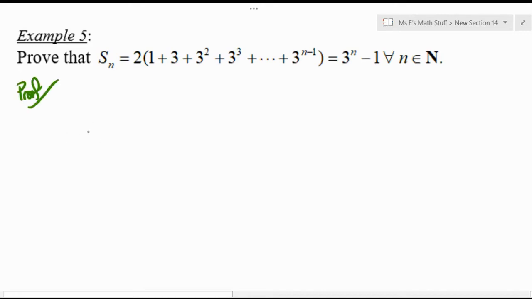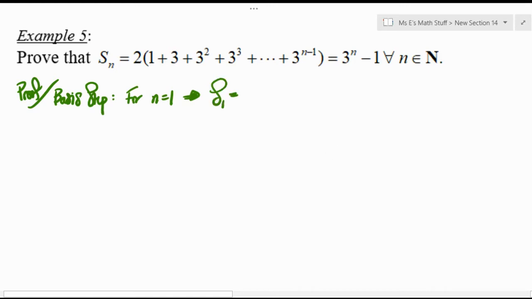So let's get started on the proof. I'm hoping the basis step is going well at this point pretty consistently. For the basis step, you are going to look at what happens when n equals 1. So for n equaling 1, what would that yield? It would give you s sub 1.